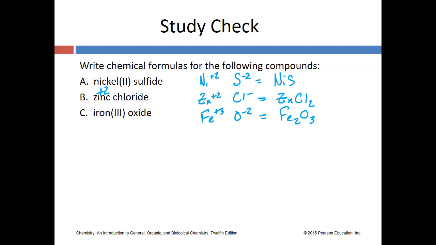Chloride's a -1. I told you that zinc was a +2. So crisscross those, we get zinc chloride, ZnCl2. Iron 3 oxide, iron is a 3+, oxygen's a -2. Crisscross those, Fe2O3 is the result.